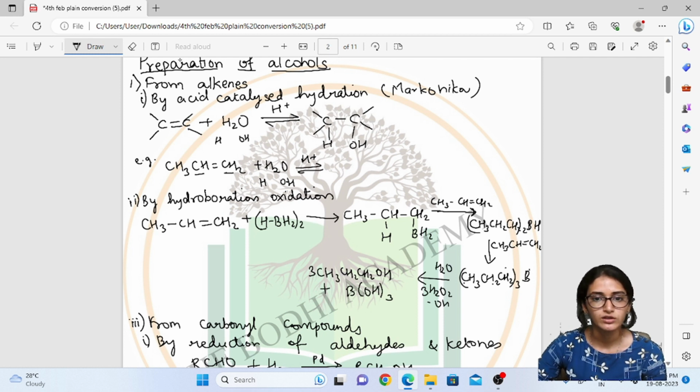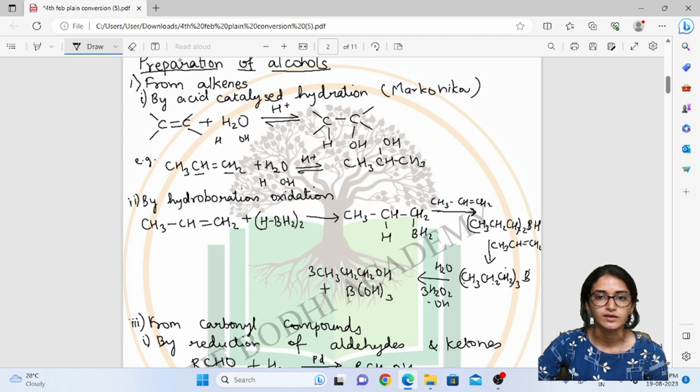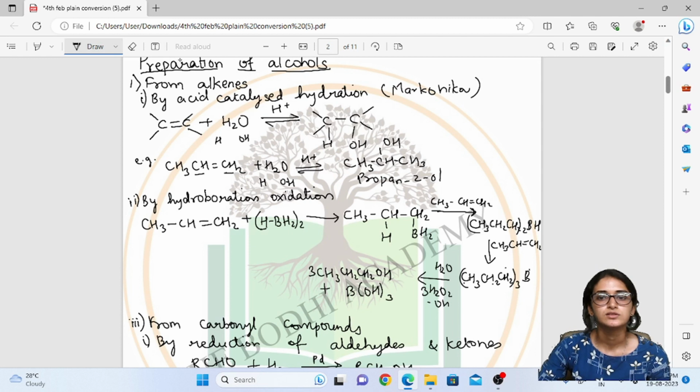So according to Markovnikov's rule, we will have CH3 CH. Now the negative part will attach to the carbon having less hydrogen. To this CH, OH will attach, and then we will have CH2, so to CH2, H will attach. So we will have CH3 in place of CH2. This is the product that we will get when we react the unsymmetrical alkene, that is propene, with water. Then what will be the name of this compound? This compound will be called propan-2-ol. Okay, so the name of this compound is propan-2-ol.